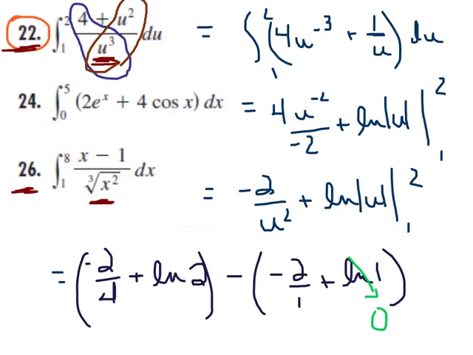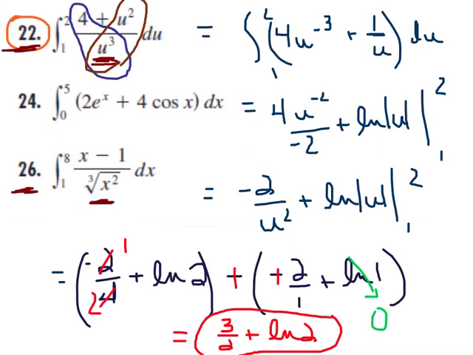Natural log of 1 is 0. Make sure you do remember that. So all I have left over here is just the minus a minus 2. So minus a minus is going to give me a plus. So this is a negative a half, right? So negative 1/2 plus 2 is 3/2. And then we have our plus natural log of 2, and that's the answer.